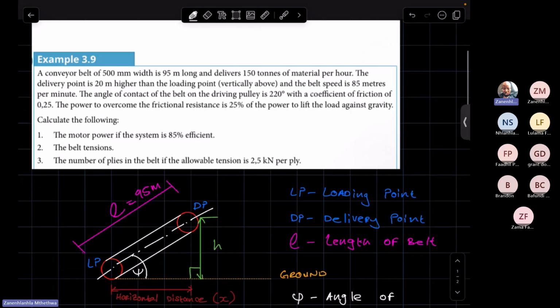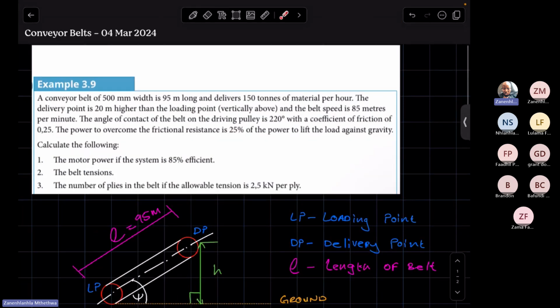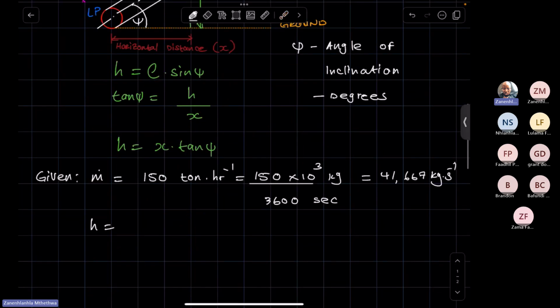Now let's see what else they've given us. The delivery point is 20 meters higher than the loading point, vertically above, so that is H. So they've given us H here. The delivery point is this one, and it is 20 meters higher than the loading point, vertically above. So H is 20 meters.